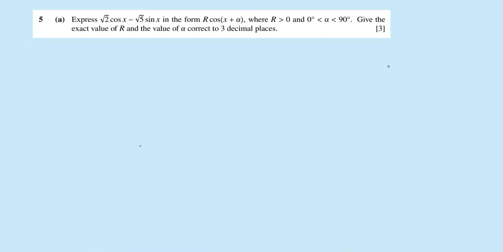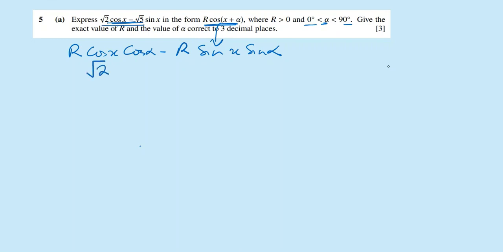Here we have to express this particular expression in this format. So let's expand this format first. So it becomes r cos x cos alpha minus r sin x sin alpha by using compound angle identities. Okay, we have to find alpha, which is between 0 and 90. So let's write out this expression under this. So it becomes square root 2 cos x minus square root 5 sin x.